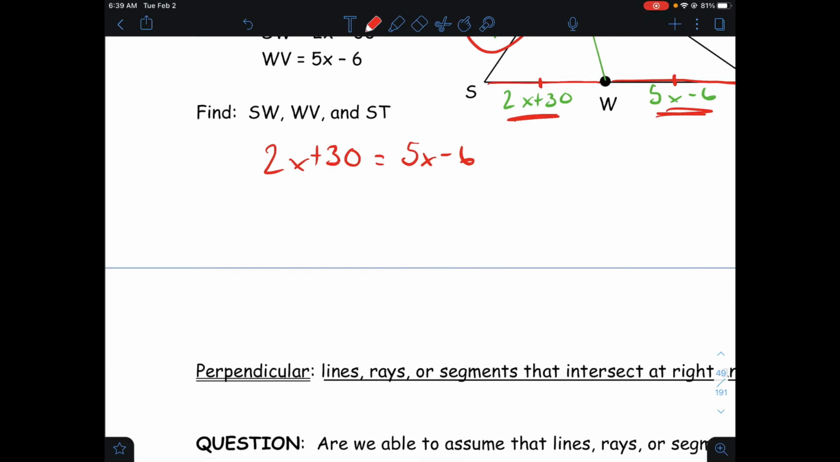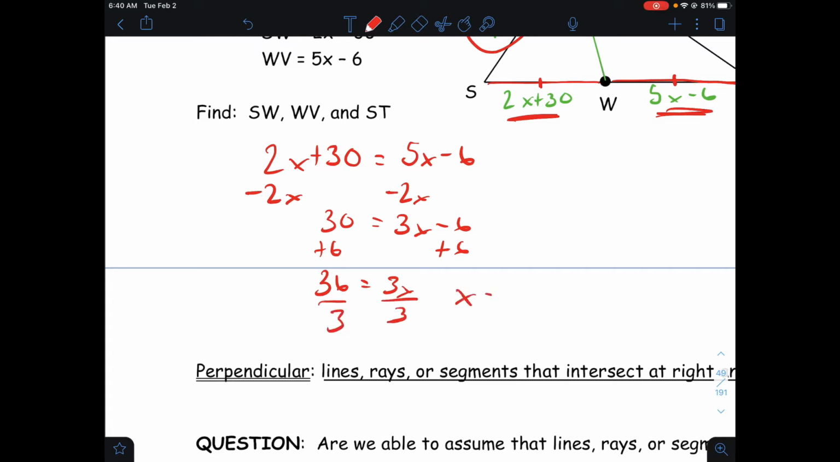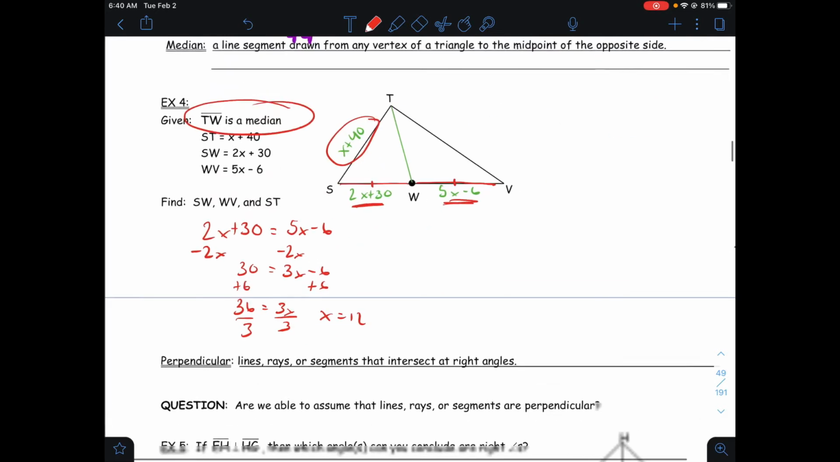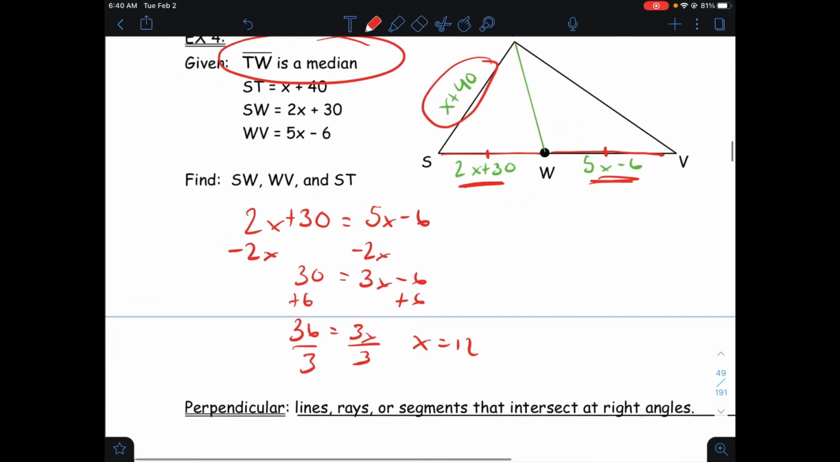So we can go ahead and solve that. We're going to do minus 2x. We get 3x minus 6 equals 30. Add 6. We get 36 equals 3x. Divided by 3, we get x equals 12. All right? But we're not done. We actually haven't answered any of these questions yet. All we did was figure out what x is. So now what we can do is plug in x to these different expressions.